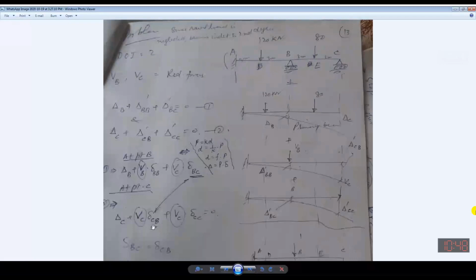Yes, sir. So, all these equations should be written. This one first equation, and this should be with subscript B. VB. Please rectify this one. It is VB, not VC. VB, and it is delta dash CB plus delta dash CC, meaning deflection at C due to load at C. Load at C is VC, and this is the unit deflection corresponding to unit force. So now we have obtained these two equations.